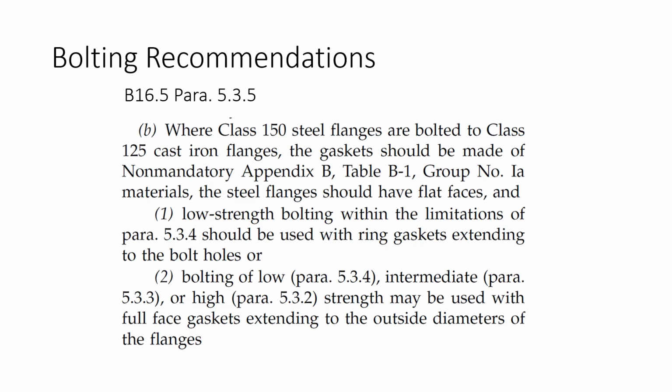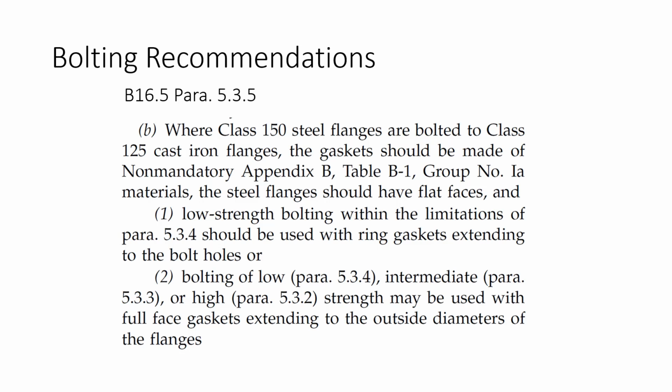B16.5 paragraph 5.3.5 as represented here speaks to the joining of a Class 150 steel flange to a Class 125 cast iron flange. In making such a joint, it is recommended, not required, that the steel flange have a flat face with a gasket material that needs only a low bolt load to achieve seal. The low bolt load gaskets are the gaskets listed in Group 1A of Table B-1 of Non-Mandatory Appendix B.